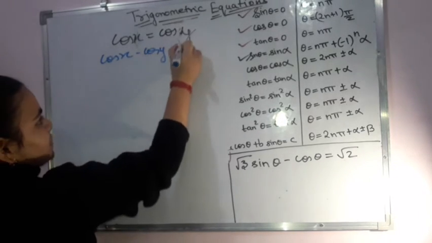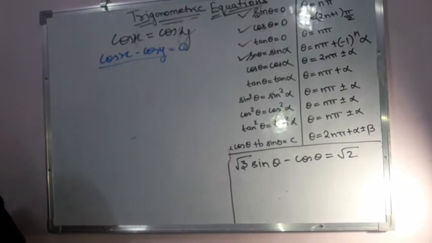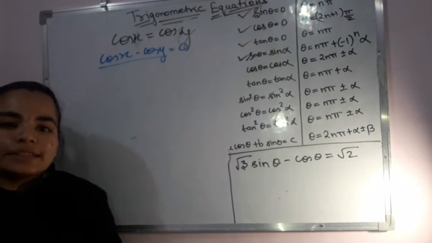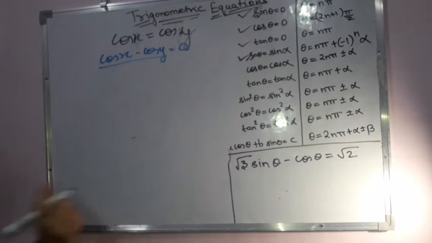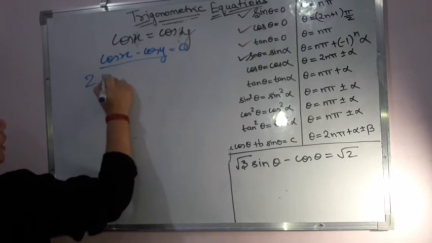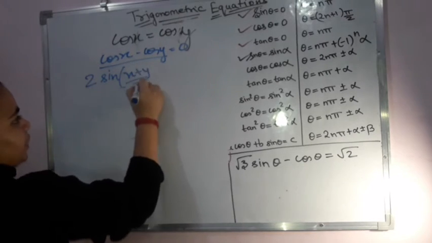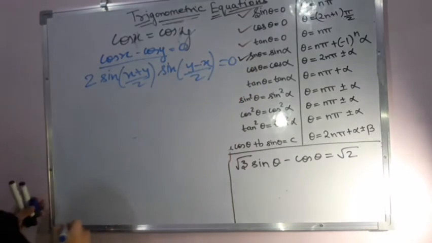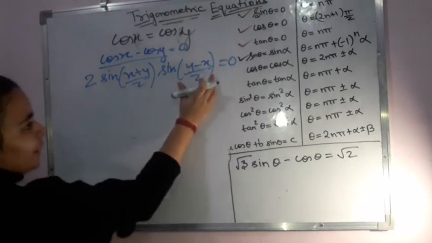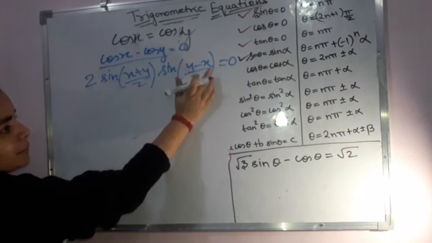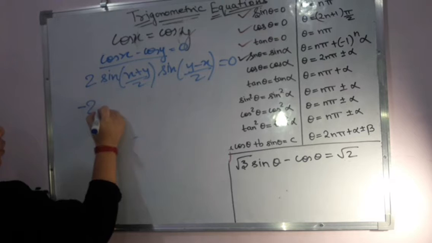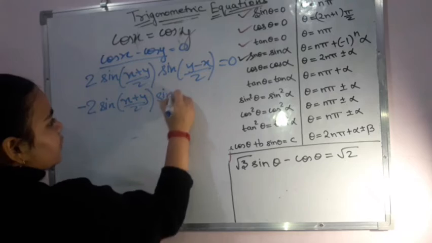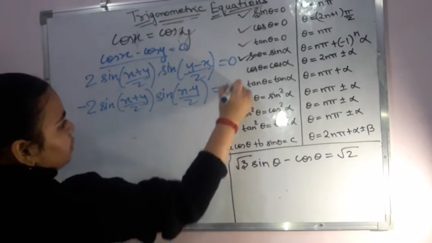So cos x minus cos y is equal to 0, and I know cos a minus cos b is equal to 2 times sine (a plus b) by 2 sine (b minus a) by 2. Please remember b minus a by 2. So I will write it as 2 times sine (x plus y) by 2 and sine (y minus x) by 2, and this is equal to 0. Now, can I take a minus sign common so that I can have x minus y? So I will take minus 2 over here, and I can write sine (x plus y) by 2 times sine (x minus y) by 2 is equal to 0.